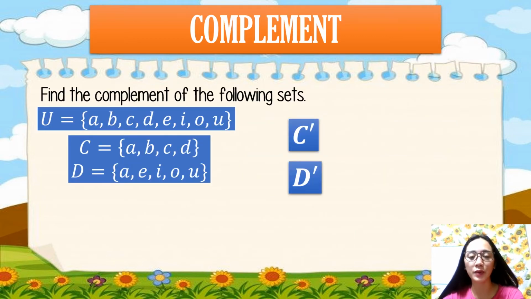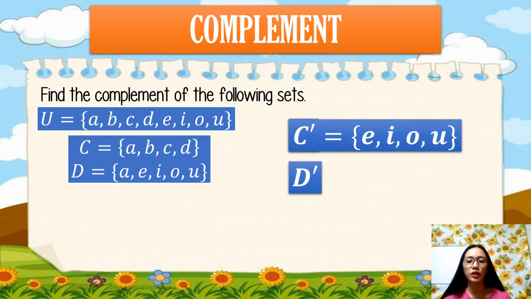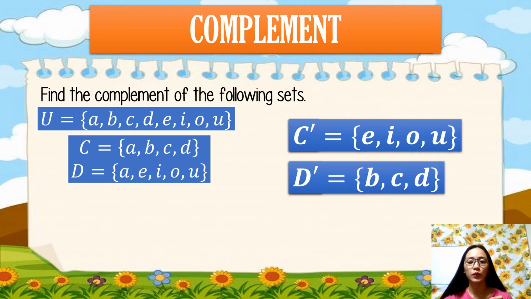Let's have the following example. Again, when we say complement, we are comparing the given set to the universal set. So, elements in the universal set that are not in the given set. If we are going to get the complement of set C, set C contains A, B, C, and D. So what are the elements in the universal set that are not in the given set? Therefore, the complement of set C will be E, I, O, and U. Then, the complement of set D is B, C, and D.